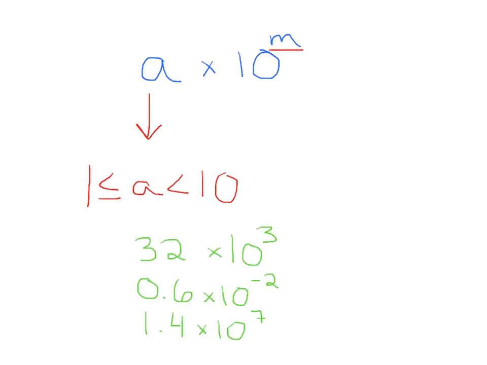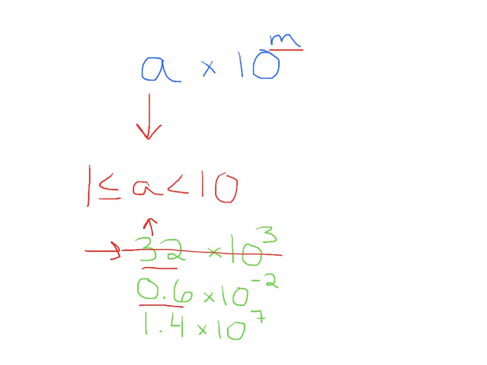Here are 3 examples, and we have to decide which one is actually in the proper scientific notation. So let's look at this first one. 32 times 10 to the power of 3. Is 32 in between 1 and 10? It is not, so this is not proper scientific notation.